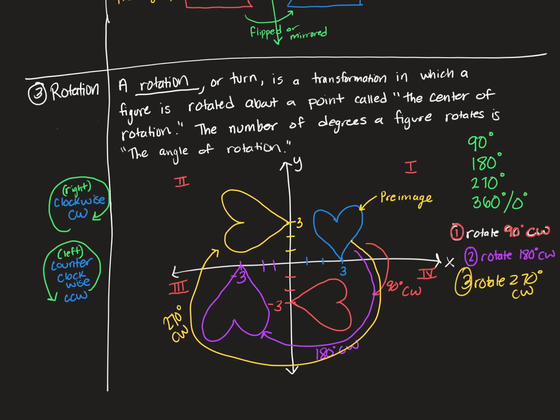And then 360 degrees, you guys know that. 360 degrees would just be the original shape. It's also the same thing as 0 degrees rotation.